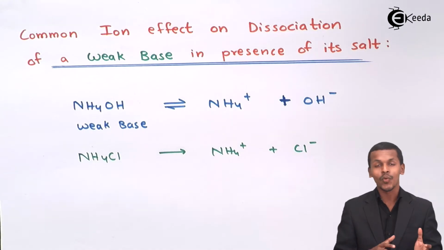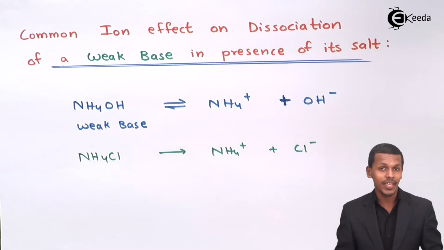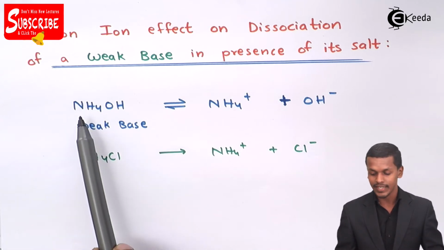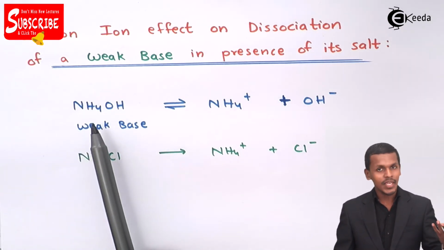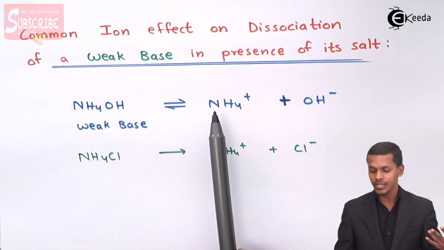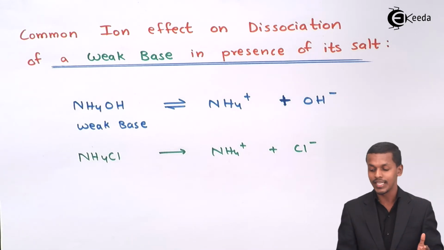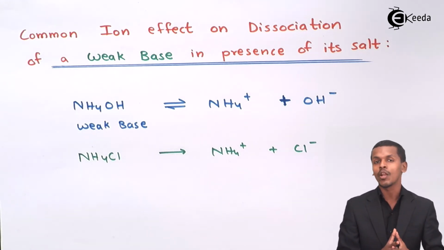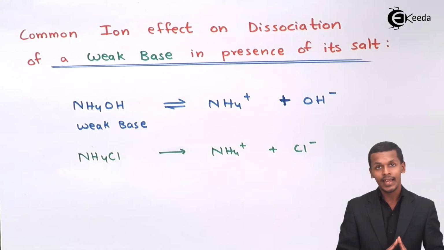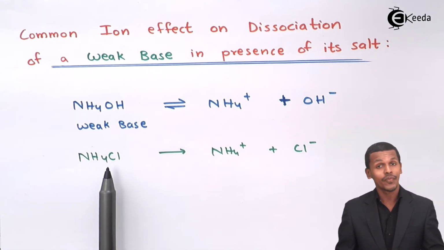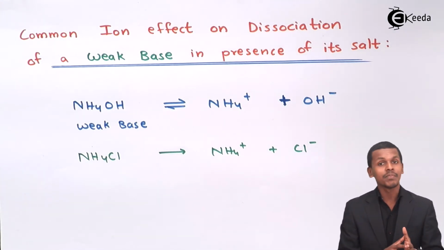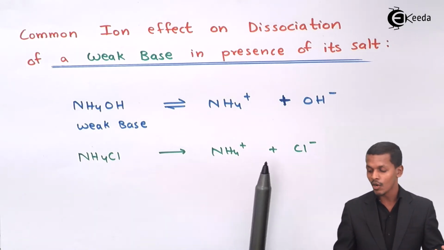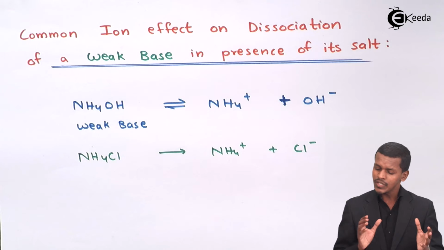So now we are going to discuss the common ion effect on the dissociation of a weak base, and the weak base we commonly take is NH4OH. Since it is a weak base, it will dissociate incompletely to form NH4 plus ion along with OH minus ion. Suppose a solution consists of not only the weak base but also its salt, NH4Cl. Because it is a salt, NH4Cl will dissociate completely to form NH4 plus ion along with Cl minus ion. So this is what we have over here.